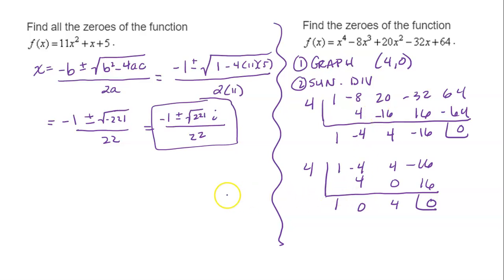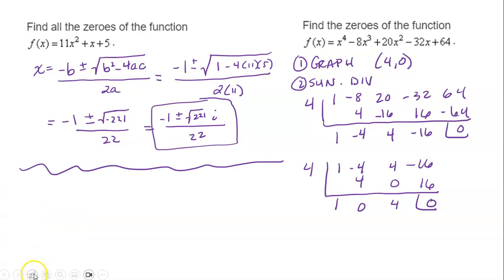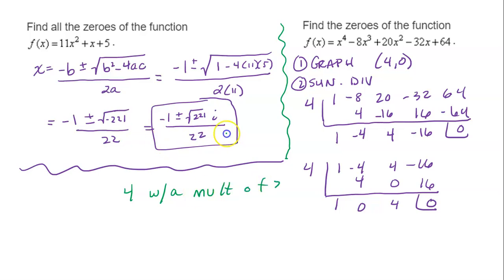So I know that, let me erase just a little bit. I'll make a space for myself. I'm going to erase this. Oh, not all of it. And then I'm also going to change the color too. Let's change it to green. So I know that one of the zeros is 4 with a multiplicity of 2.